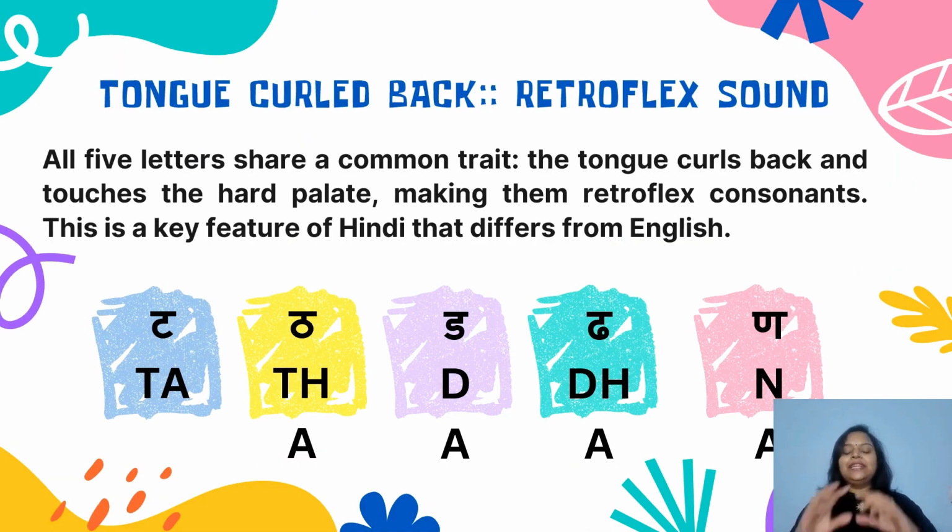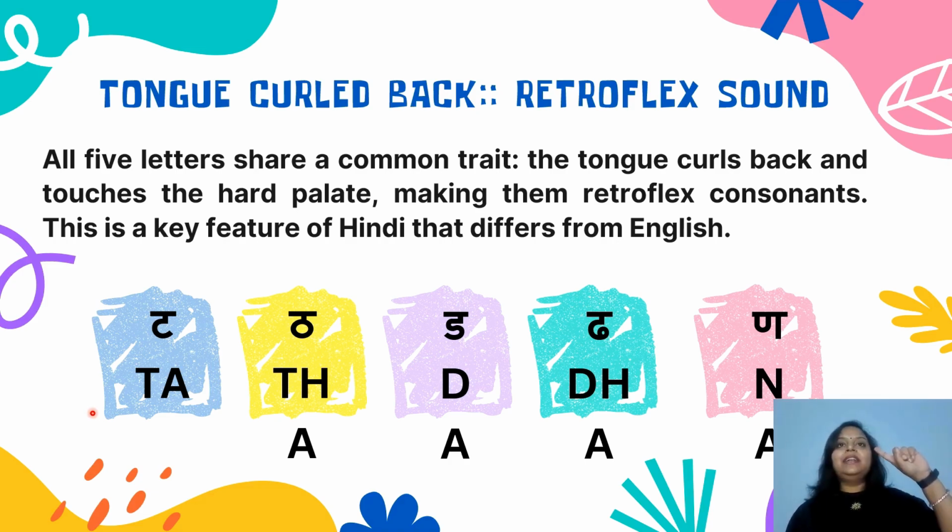The consonants in this series are called the retroflex consonants, because in producing their sounds we have to curl our tongue back, touch it to the hard palate, and then roll it out. All 5 letters in this series share a common trait: the tongue curls back and touches the hard palate, making them retroflex consonants. This is the key feature that differs Hindi from English. So let's get started with the 5 consonants.